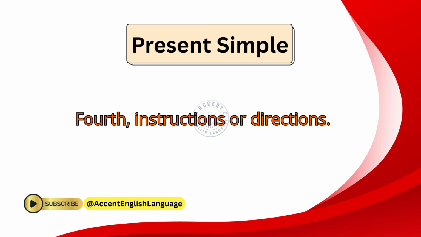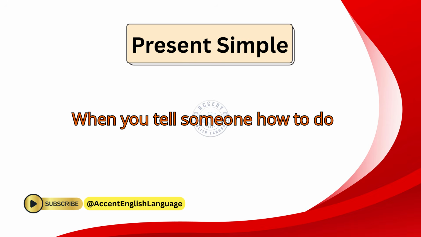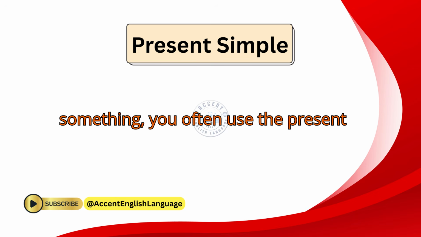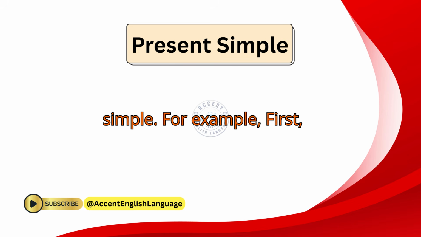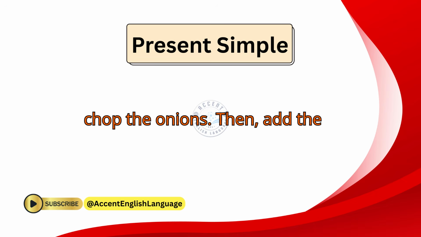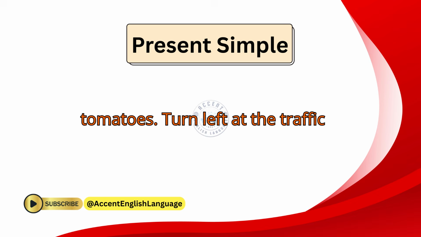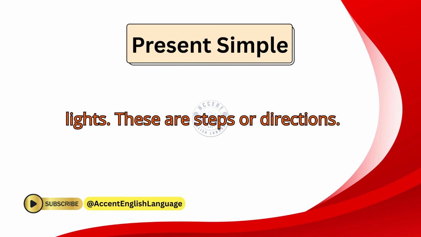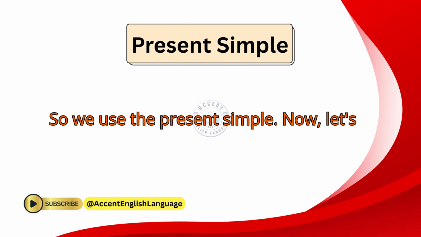Fourth, instructions or directions. When you tell someone how to do something, you often use the present simple. For example, first, chop the onions. Then, add the tomatoes. Turn left at the traffic lights. These are steps or directions, so we use the present simple.